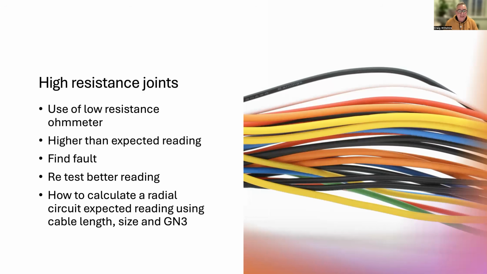Or on a radial circuit, we're going to need to know what your expected result was, guys. So look in guidance note 3 or my testing video, and you will learn how to do a calculation using guidance note 3, the tables within, to calculate approximate length of a circuit, to calculate how to get your expected result. So any reading you get that's higher than you expect is going to be a high resistance joint. You're going to go around, you're going to find it, you're going to tighten it up, and you're going to show a better reading. And it's as simple as that.